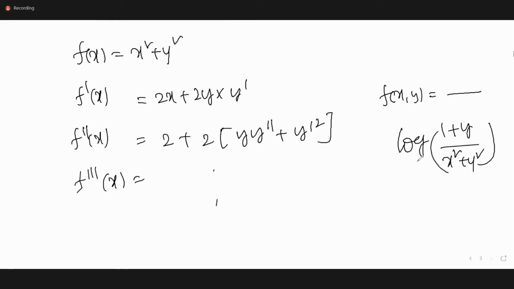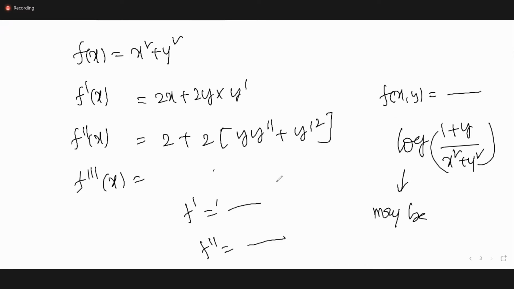So this is a function f of x, y equal to log of 1 plus y by x square plus y square. So this is a complicated function. Then the evaluation of higher order derivatives of this function may be difficult. That means you can calculate the first derivative easily, but the second derivative is very difficult because of the log function.